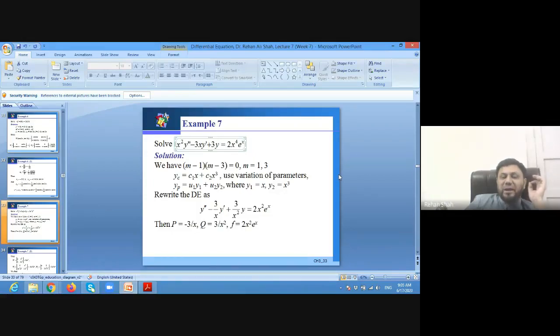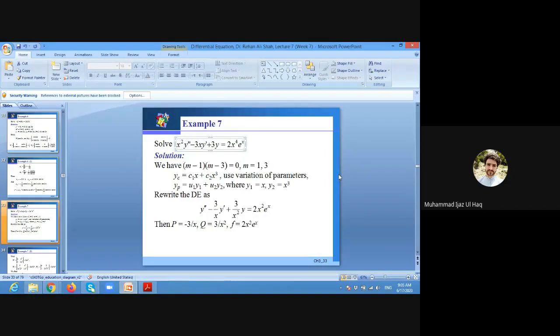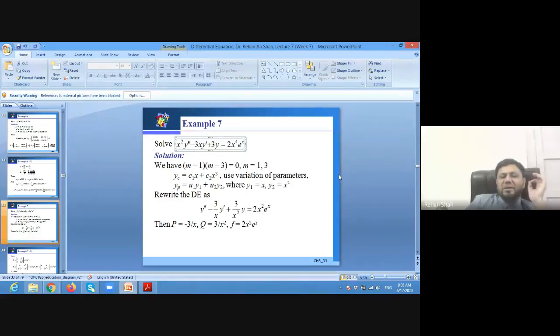So what will be its auxiliary equation? If you remember, a m square plus (b minus a) m plus c is equal to 0. Here a is 1, so this becomes m square plus (b minus a), where b is minus 3, so minus 3 minus 1, which is minus 4m. So m square minus 4m plus 3 equals 0.